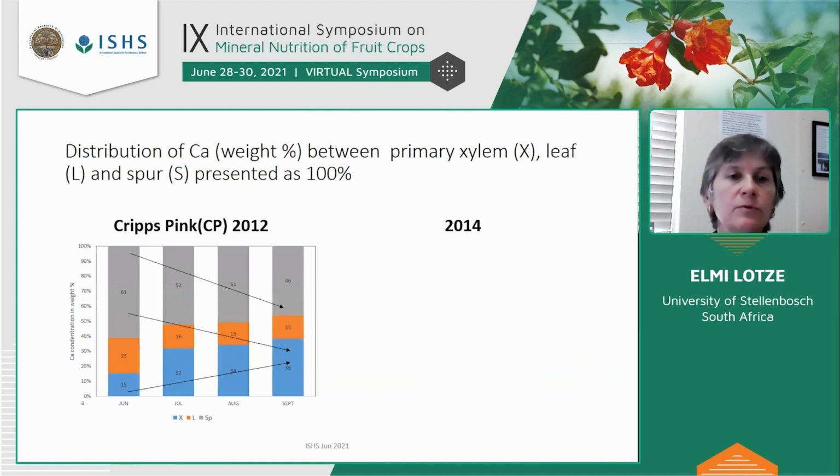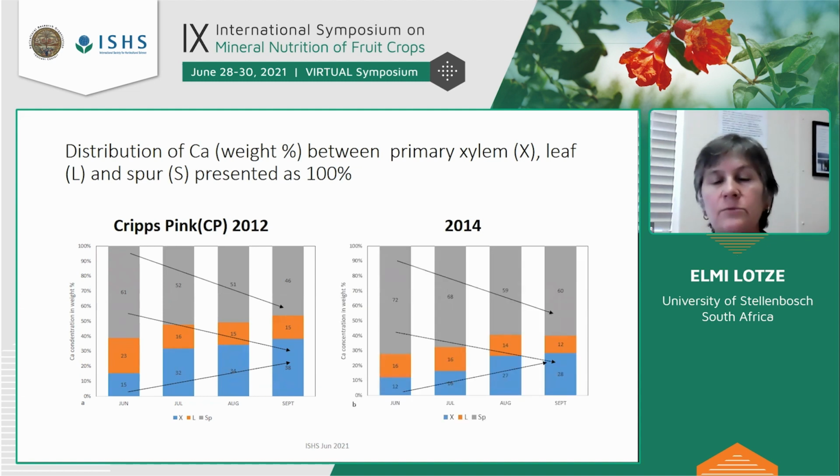If we now move towards the cultivars that are less susceptible to bitter pit, Crips Pink in 2012, we see again starting with a 60% calcium distribution towards the spur in the beginning of the season, but notice quite a big decline from June to September, where we ended with about 46%. At the same time, again, an increase in the calcium percentage of the xylem from 15 to 38%, and also a slight decrease in the leaf calcium percentage from 23 to 15%.